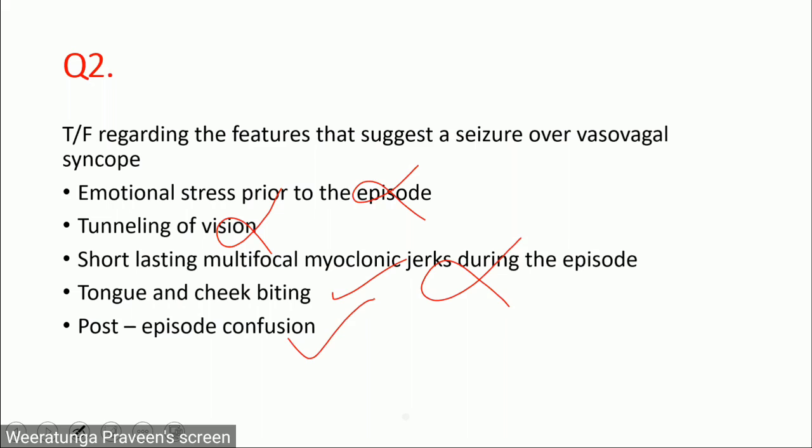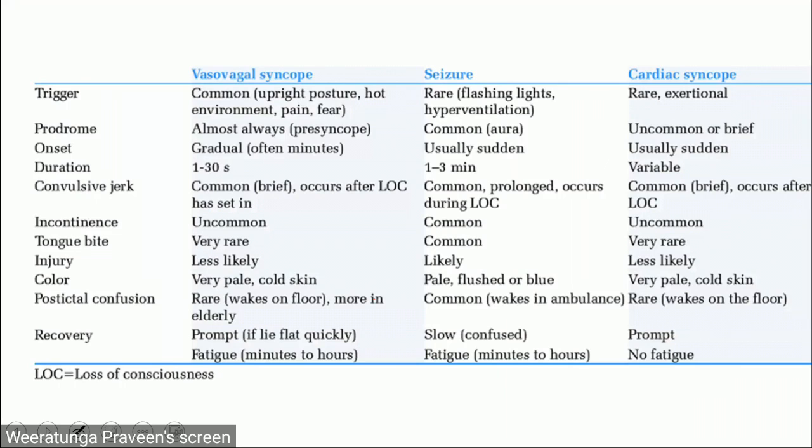Whereas in a syncope, when they fall, they come back and can function normally. After a few minutes, they'll be back to normal. But after a seizure, they are confused. They have a little bit of disorientation, and they will have this retrograde amnesia. They won't know what happened to them. Amnesia to the event is also a characteristic feature. So these are the features that suggest a seizure over syncope.